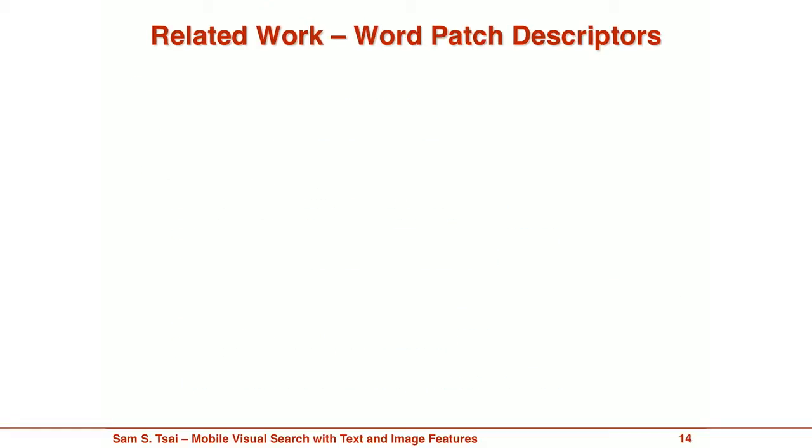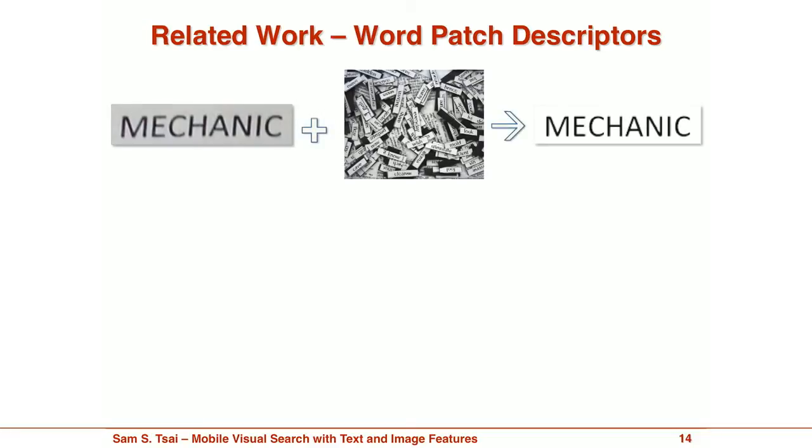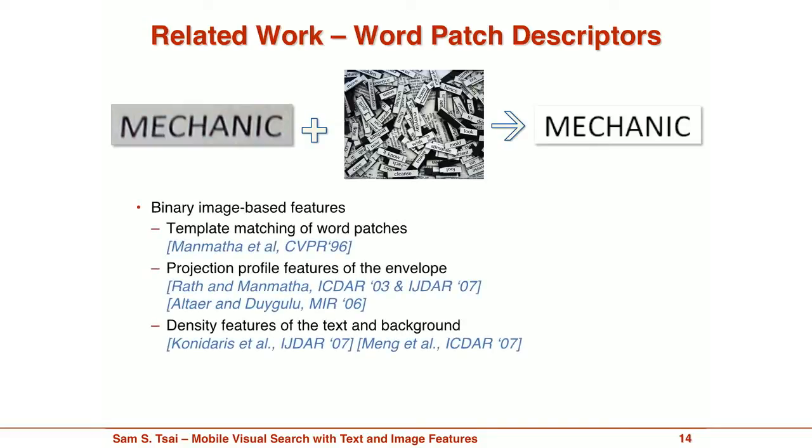The second block we need is the word-patch descriptors. Word-patch descriptors try to solve the following problem. Given a query word patch and a database of word patches, we want to find a word patch from the database that matches with the query word patch. The idea was proposed in 1996 by Manmatha as an alternative solution to character recognition. He coined the term word spotting. He used binary images and performed template-based matching.